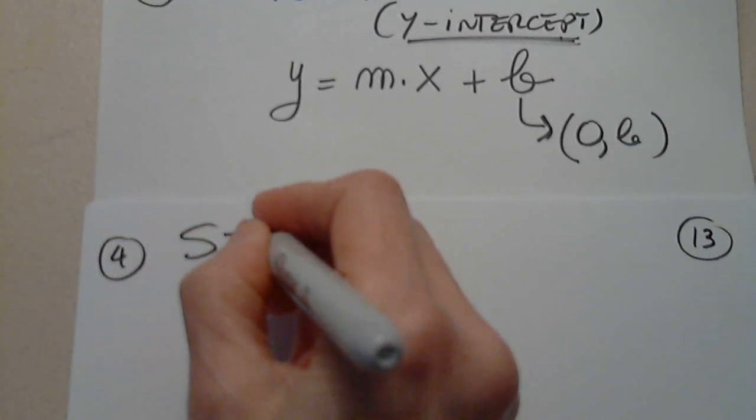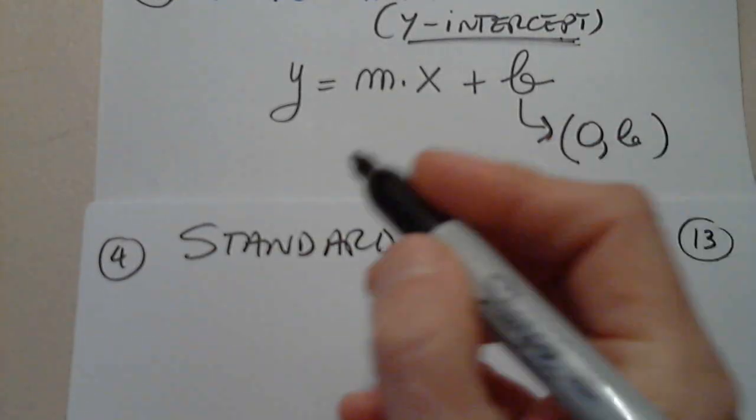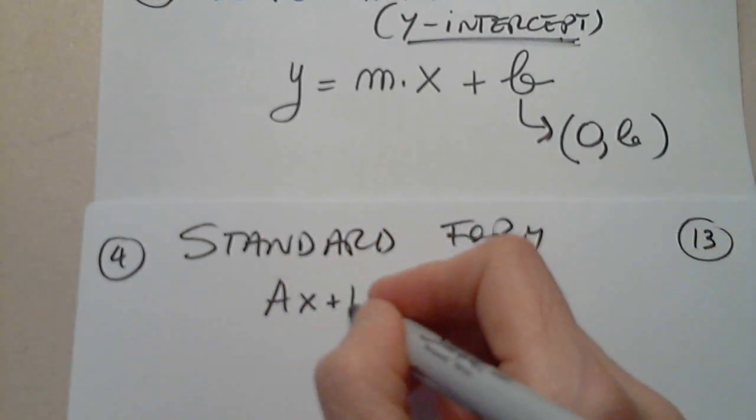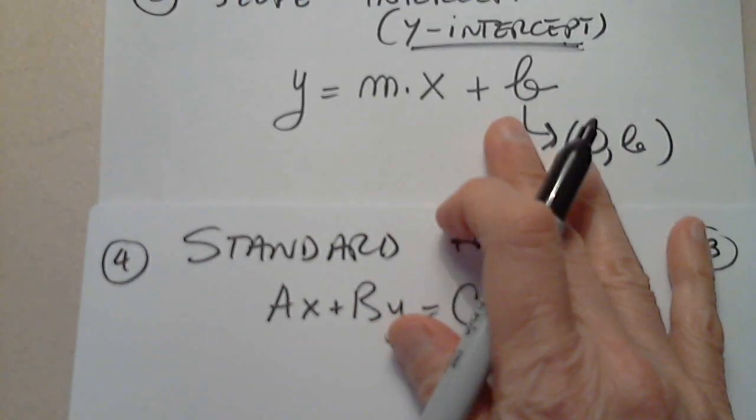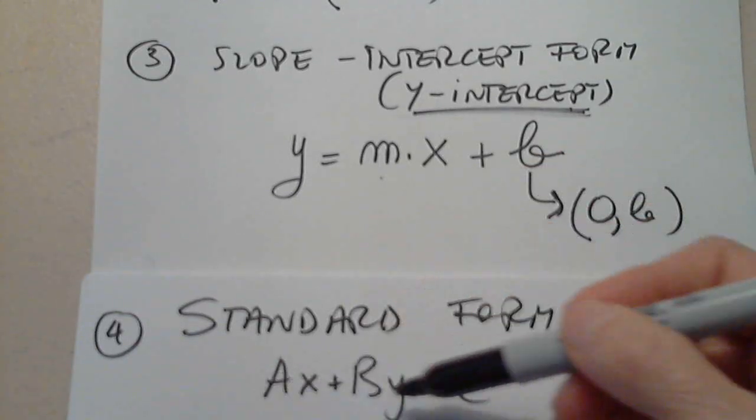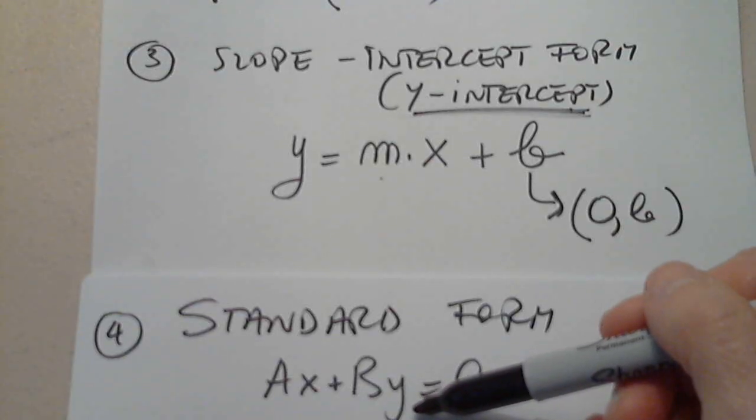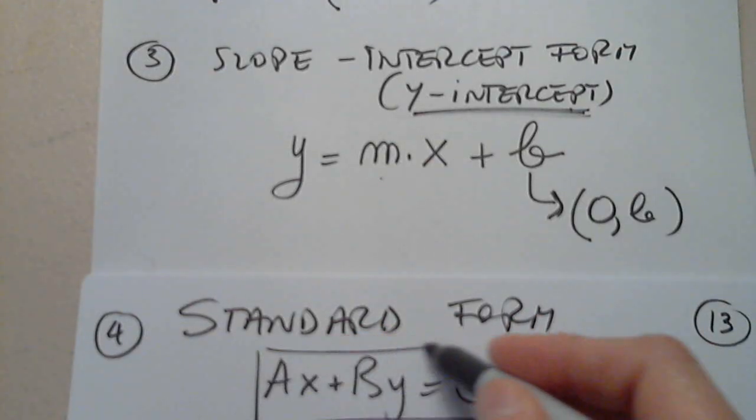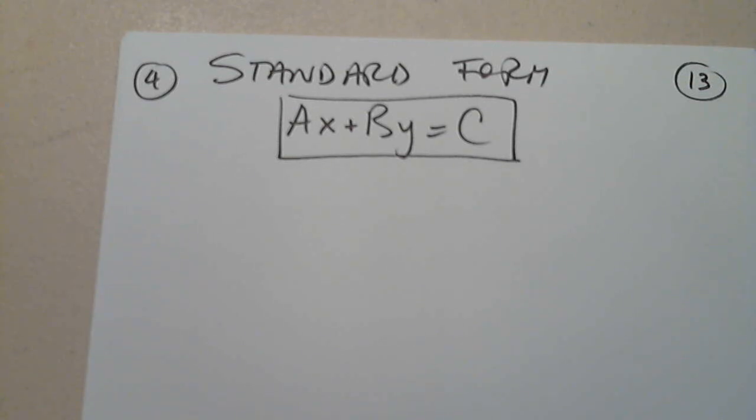It's called the standard form. Why isn't it useful? It's a times x plus b times y equals c. Why isn't this useful? Because I cannot determine the slope from here. I have to solve for y. I cannot determine the y-intercept. So this is the standard form, but it's really not useful in general. But I may be given an equation in the standard form to do XYZ with it. So we need to know what the standard form represents.